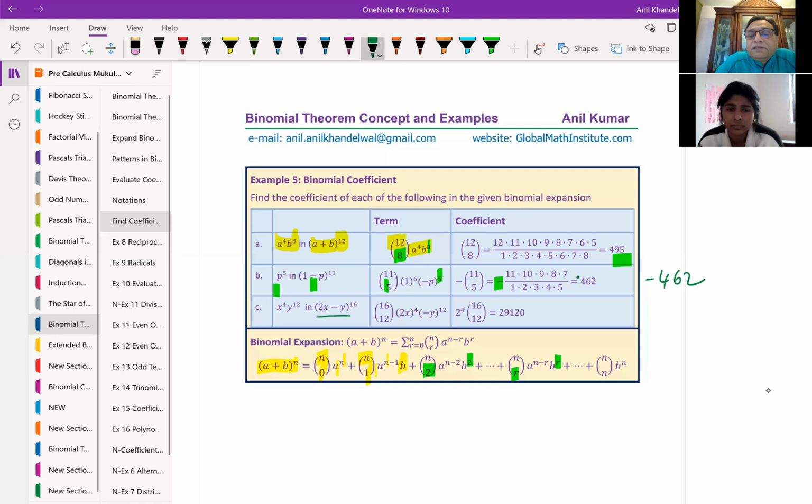So minus y to the power of 12 will make it positive. So we do expect a positive answer as shown here. However, the first term is 2x to the power of 4, so we have to have 2 to the power of 4 also, which is very important. It should not be neglected. And then multiplied by 16C12 to give you the complete coefficient of x to the power of 4, y to the power of 12 in the given expansion. Is that clear to you?